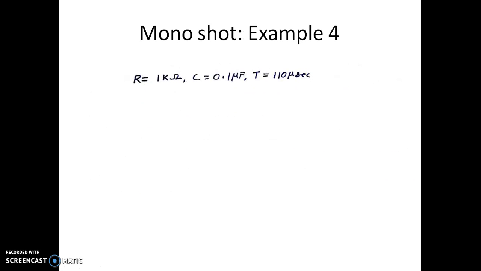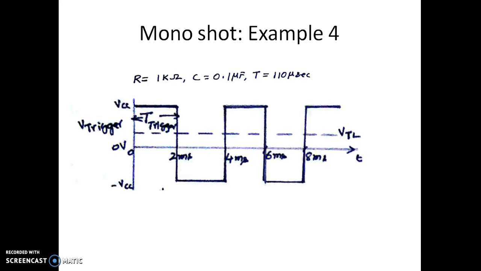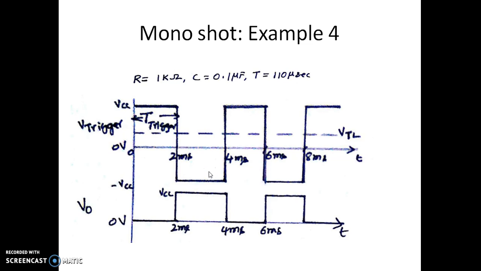Now let us consider one more example where we have a trigger signal which is an AC signal, that is, it is going above 0 and then below 0 here. In such a case, we get an output waveform something like this.